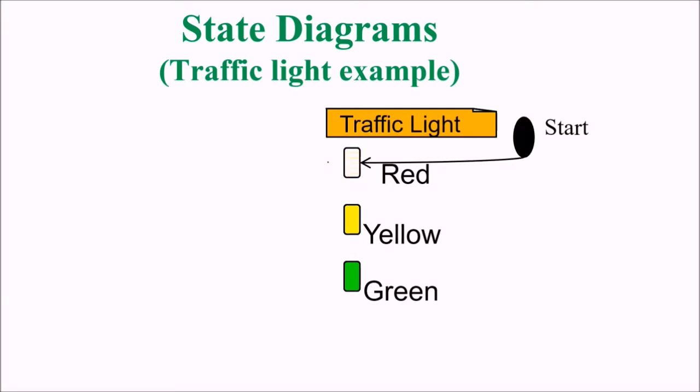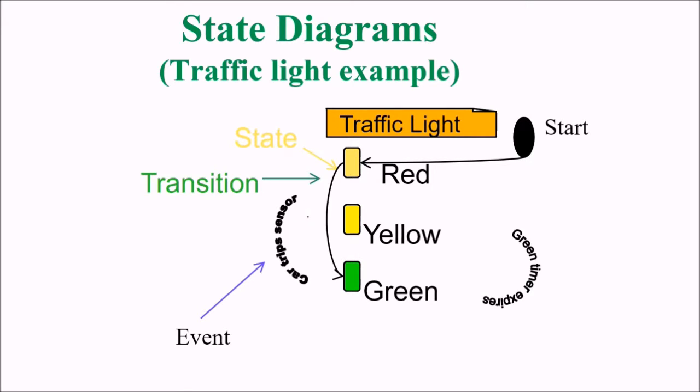So this is a traffic light example. See how it is going on. Various events are going on, and then the transition of the states. If something happens, it will go from red to yellow, yellow to green. If we have, say, a car trip sensor or a green timer expires, the transitions are in the form of states.